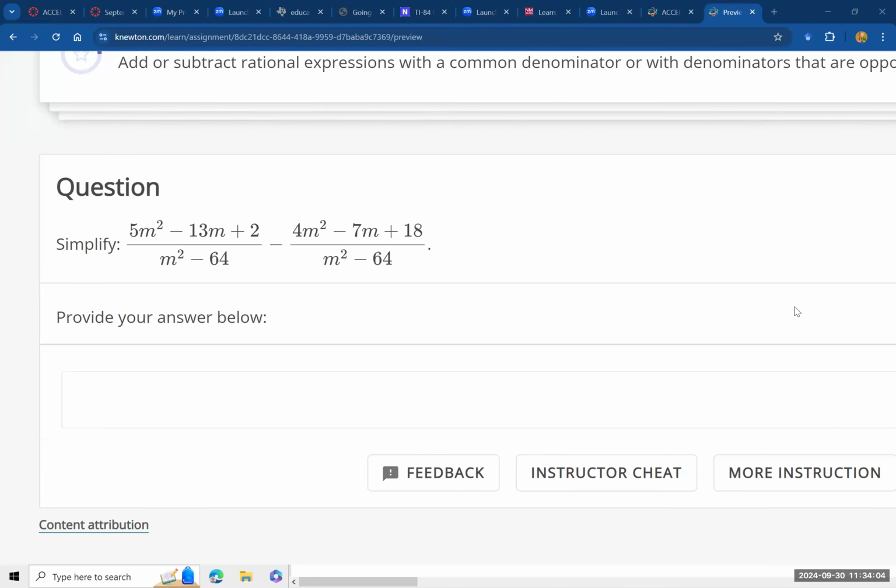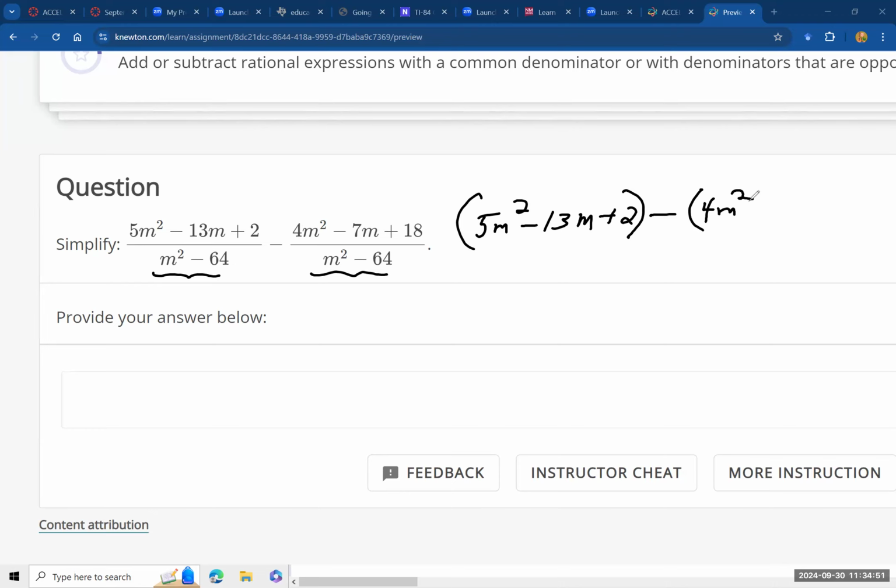What I'm going to do with this one, since they have a common denominator, I'm going to just start by working with the numerator. And I have 5m squared minus 13m plus 2. I'm going to put that in parentheses. Then I've got the minus sign. And then I'm going to copy everything else in the second numerator.